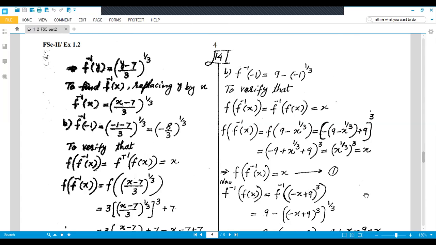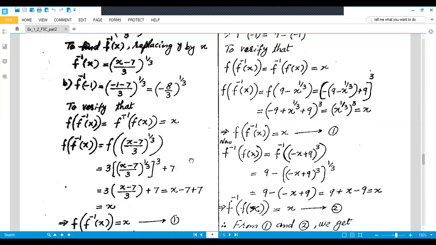This is the left hand side. Now we have to solve the right hand side, f inverse into f of x. In f inverse, which we already found to be (9 minus x) to the power 1 over 3, where we find x, we put the value of f of x. So f inverse of f of x is what? f of x is (minus x plus 9) whole cube. So in the inverse function, which is (9 minus x) to the power 1 over 3, 9 stays as it is, minus, in place of x, (minus x plus 9) whole cube, to the power 1 over 3.